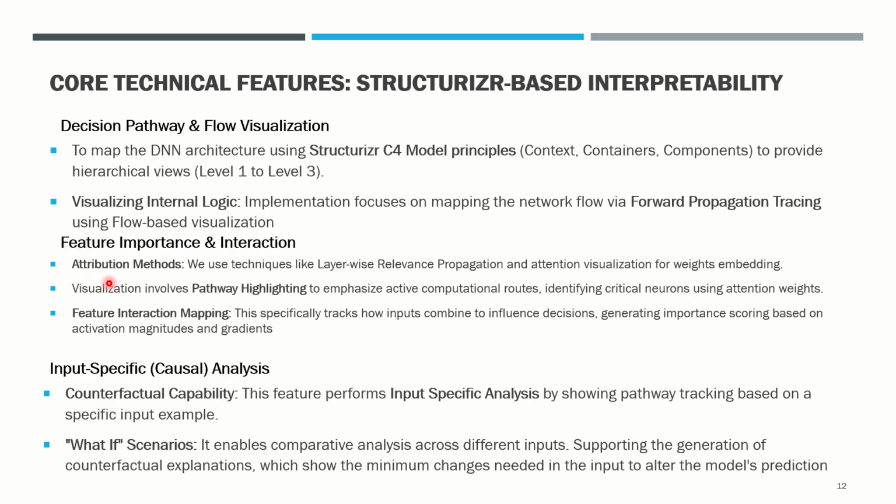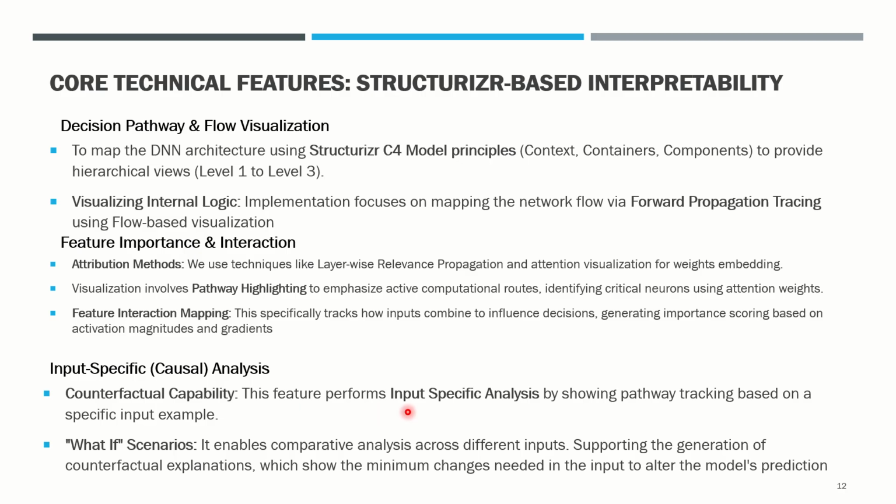We also need to have feature importance and interaction. We need attribution methods with techniques like layer-wise relevance propagation and attention visualization for weight embedding. Each node has weights, and the visualization will pass with highlighting to emphasize active computational routes and identify critical neurons using attention weights. Feature interaction mapping specifically tracks how inputs combine to influence decisions, generating importance scoring based on activation methods and gradients. You need to have input-specific causal analysis, which is a counterfactual capability.